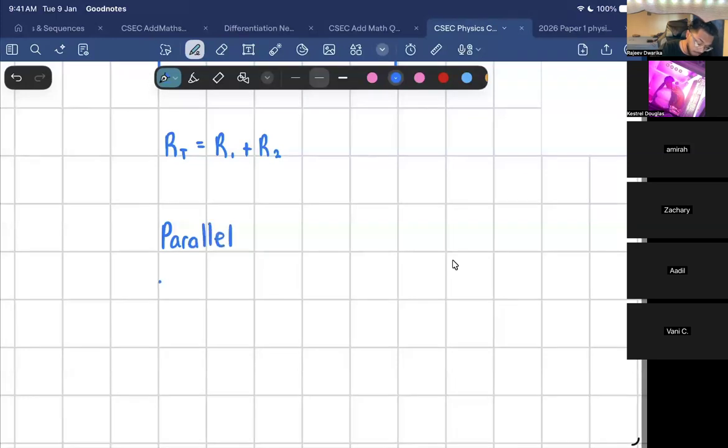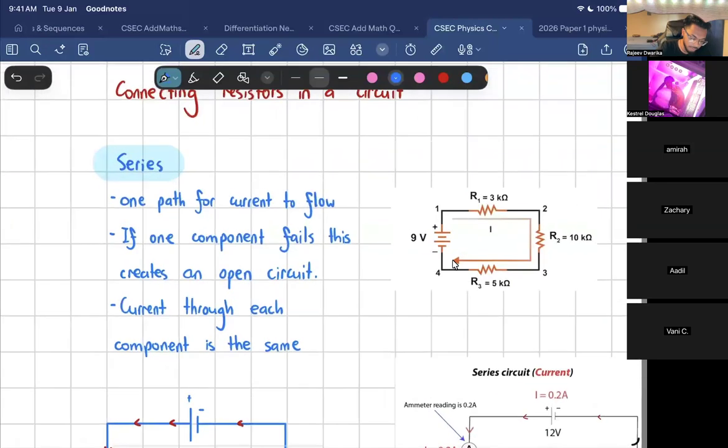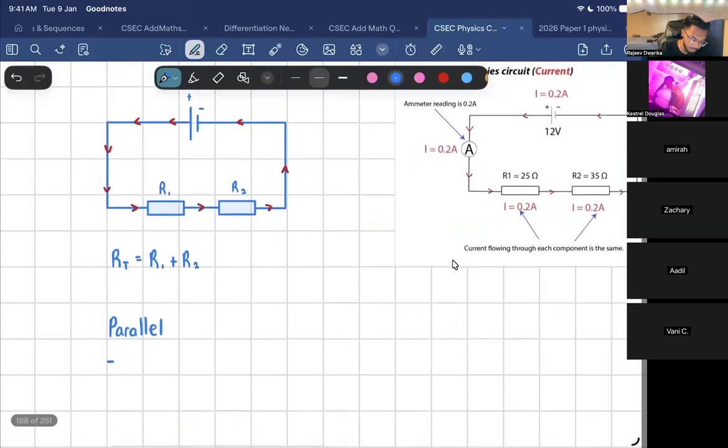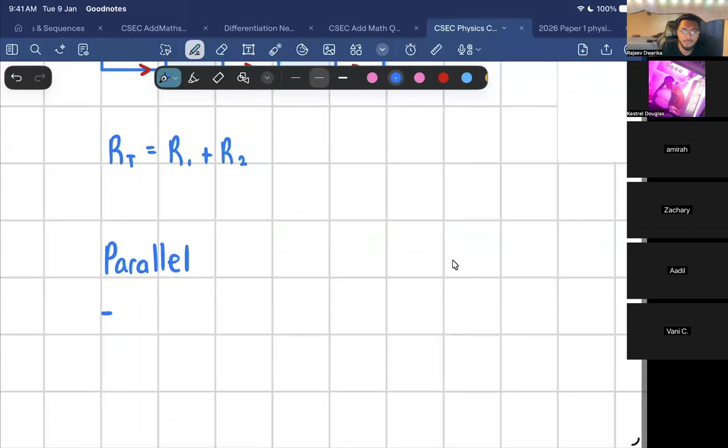In a parallel circuit, we know what we're looking for, right? In a series circuit, there's one path for current to flow. What would I say for parallel? It has a split, so it has two different routes that the current could take. It could be multiple, it just has to be at least two. So in a parallel circuit, there are multiple routes.